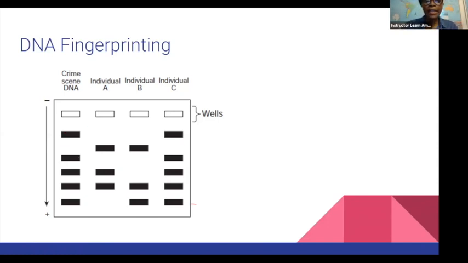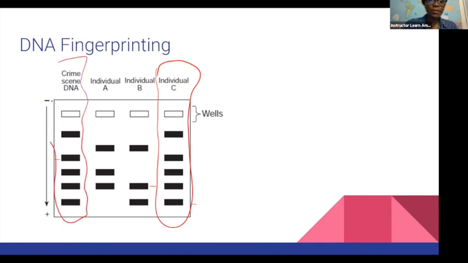It's going to dye each DNA strand at a certain section, and you could compare whichever organism has the most bands in common with the original strand. So in this particular example, we see that this person C has more in common with the DNA sample that was found at the crime scene. So guess what? Individual C, you did it.